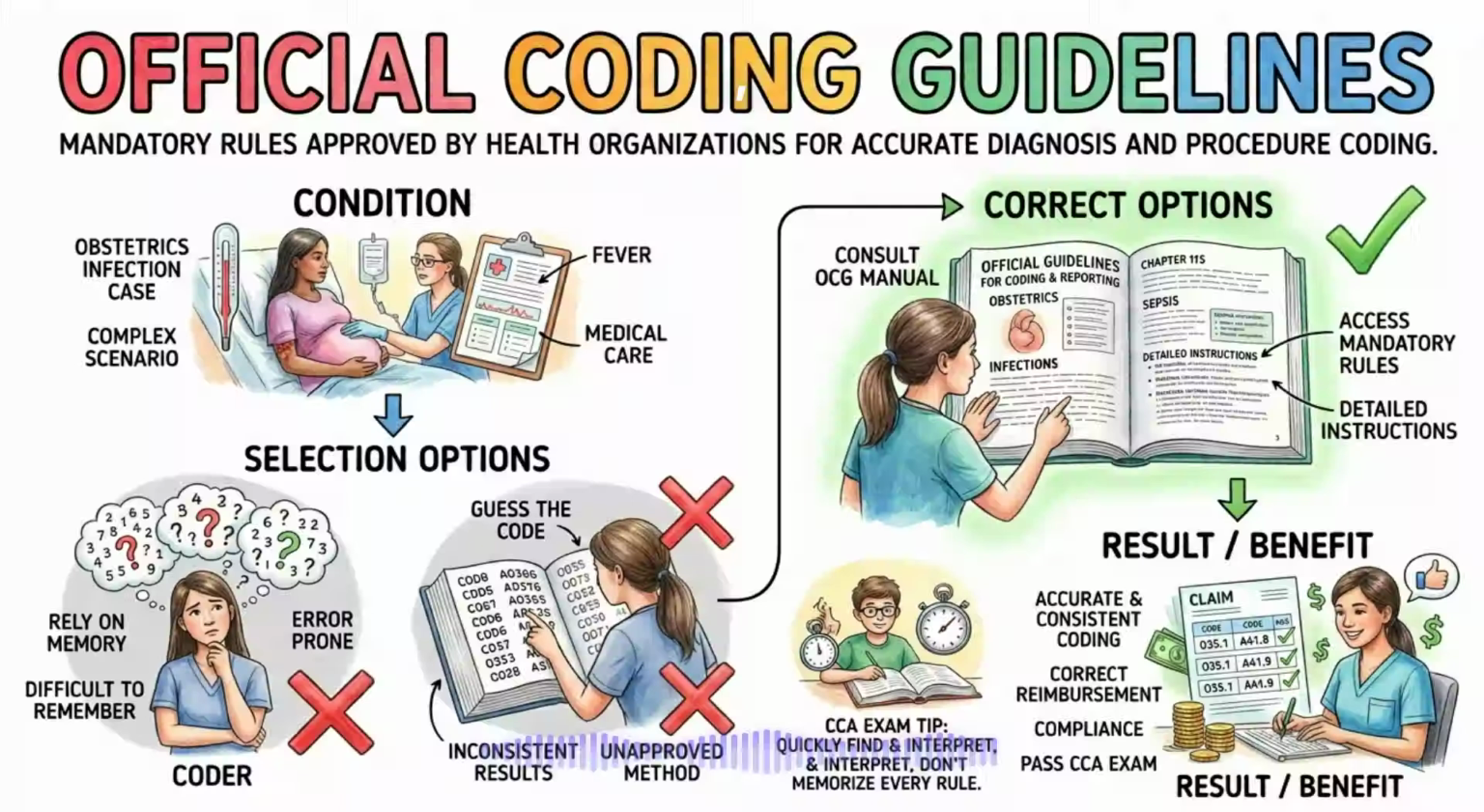To ensure everyone codes correctly, the healthcare industry relies on the official guidelines for coding and reporting. These guidelines are the absolute law of the coding profession and are approved by the federal government and major health organizations. The guidelines provide extremely detailed instructions on how to code complex scenarios, such as obstetrics, newborn care, and systemic infections like sepsis. You do not need to memorize every single guideline, but you must know how to quickly find and interpret them during your open book exam.